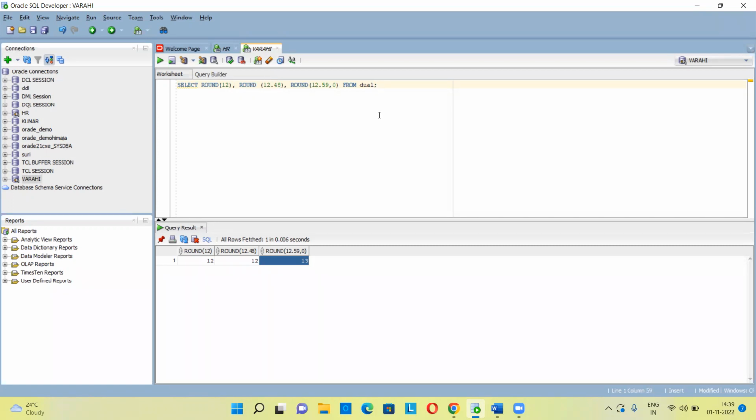So a very, very important thing. A little confusion will be there. If you have confusion, not understanding, let me know. That is the word round. Very simple.